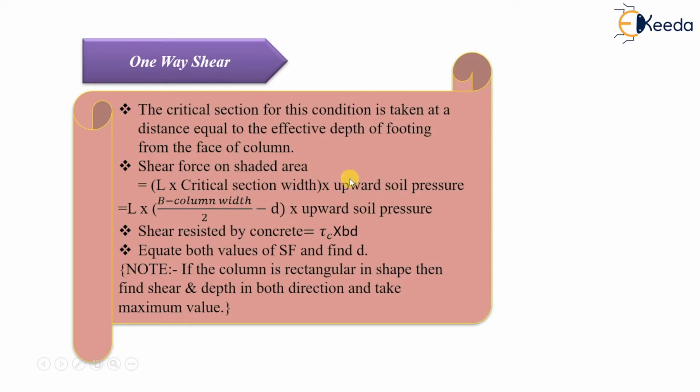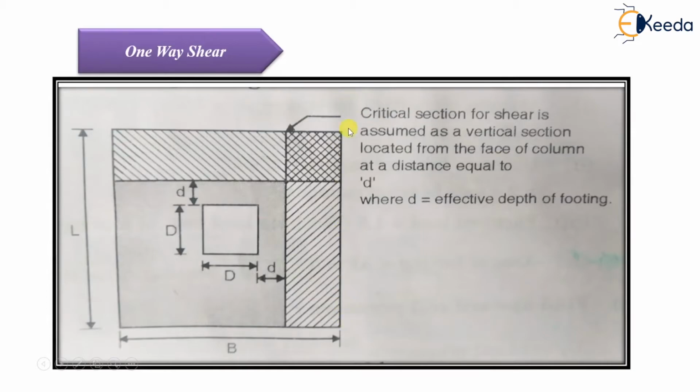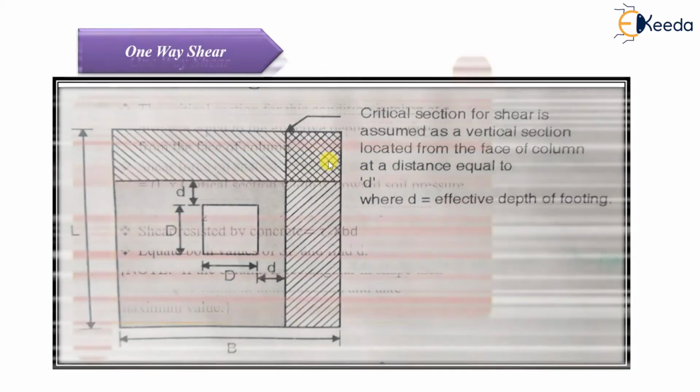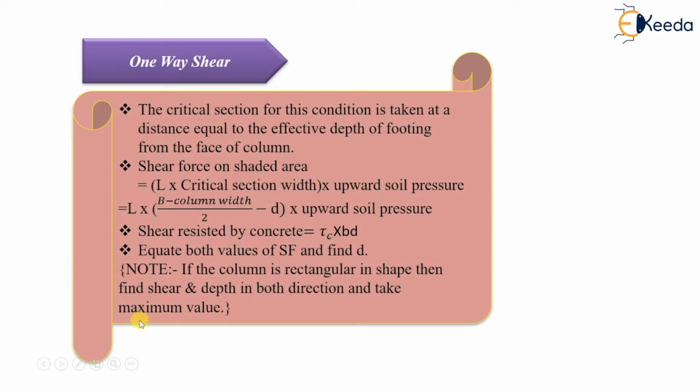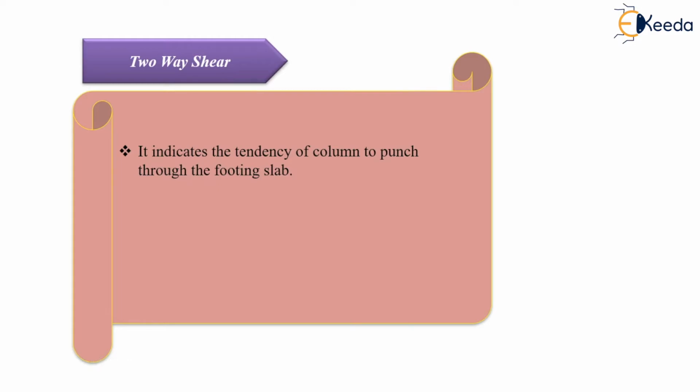If your column is rectangular in shape, then you have to find out the depth and shear force in both directions. We have to find out the vertical shaded part and also the horizontal shaded part. After that we have to take the maximum value of effective depth which is required for one-way shear. Then we will see two-way shear. It indicates the tendency of the column to punch through the footing slab.